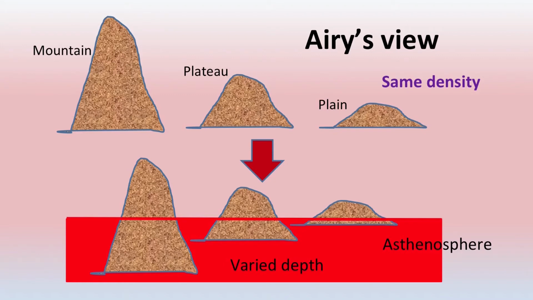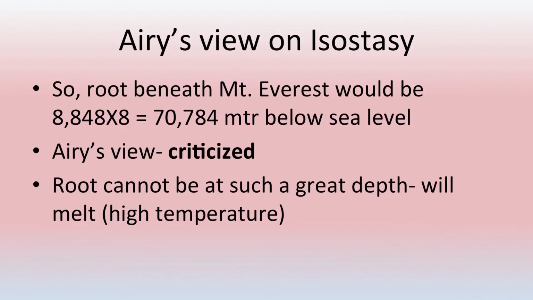Now, if we take into consideration the earth's surface, you can see in the picture three types of columns or features: mountains, plains and plateaus, when immersed inside the earth in asthenosphere. Mountains go deeper as compared to plateaus and then as compared to plains. According to Airy's viewpoint, the root beneath Mount Everest would be approximately 70,784 meters below sea level.